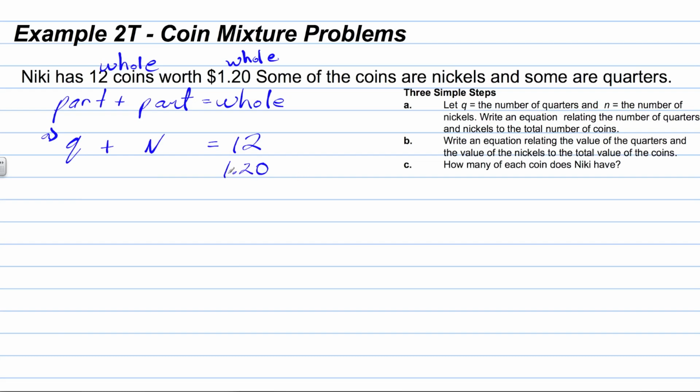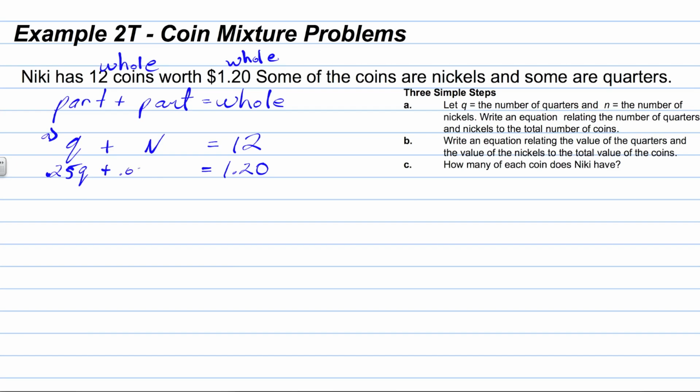To write this side of the equation, we have to take the value of a quarter expressed as a decimal. The value of a quarter expressed as a decimal is 0.25. And we need to multiply that by how many quarters we have. So here we have 0.25 Q plus the value of a nickel.